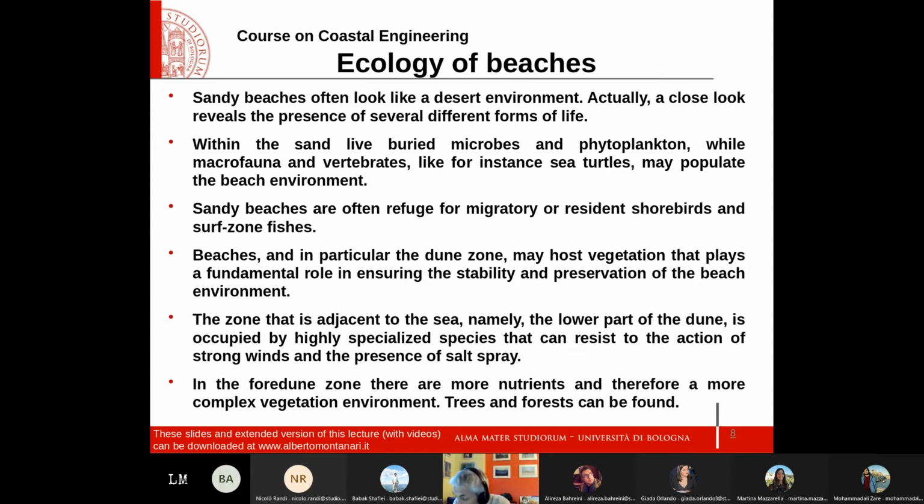And we understood only recently, I would say 20, 30 years ago, that this vegetation, this ecosystem, this ecology is essential for beach preservation. And this is why I wanted to dedicate a slide, because it is something that is still poorly understood, and something that is becoming more and more important. In fact, we will dedicate some room in our lectures to nature-based solutions for coastal protection.